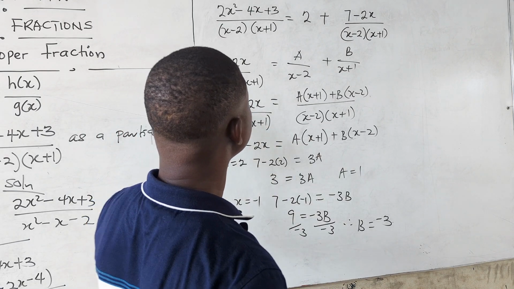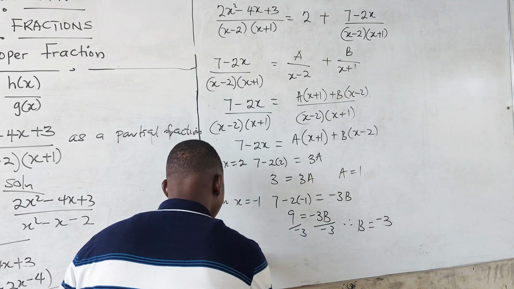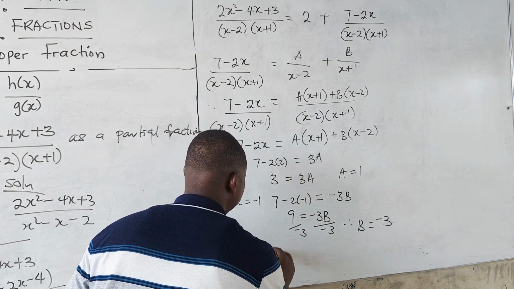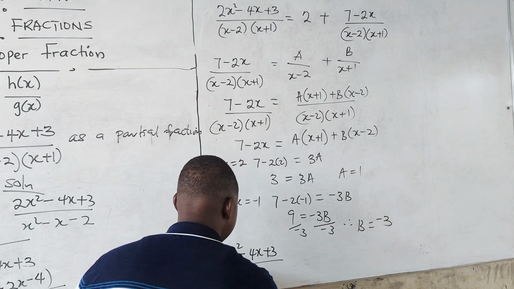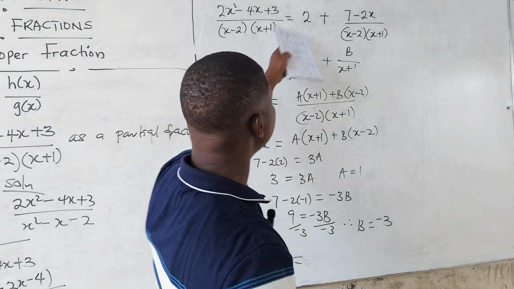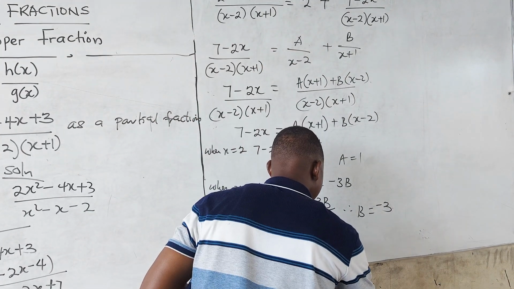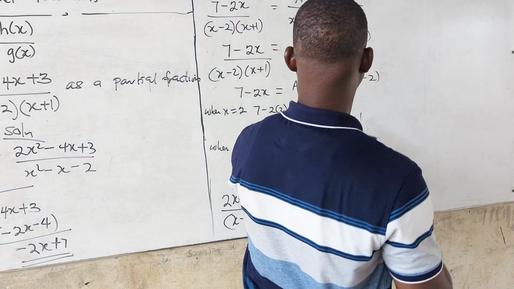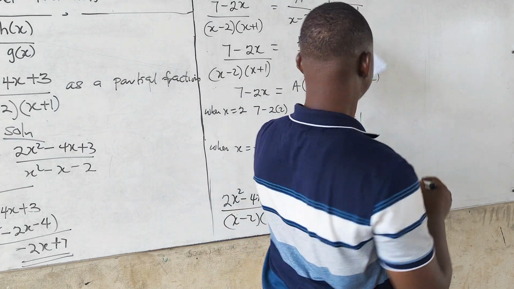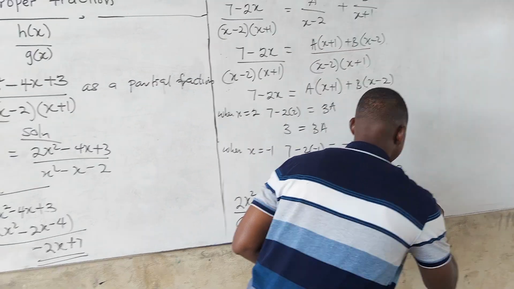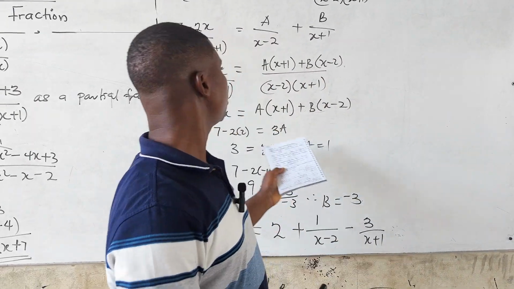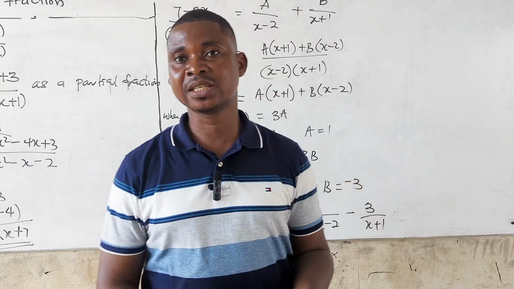And this is our equation. We have 2x squared minus 4x plus 3 all over x minus 2, x plus 1 is equal to, we already have our quotient, that's 2, plus A is 1, so 1 over x minus 2, B is negative, so minus 3 over x plus 1. And this gives us the solution to this question.